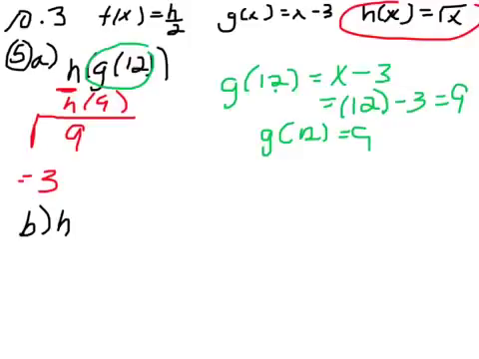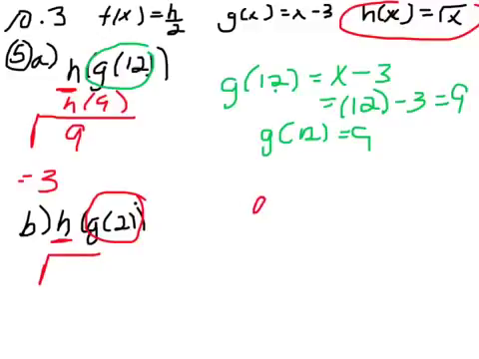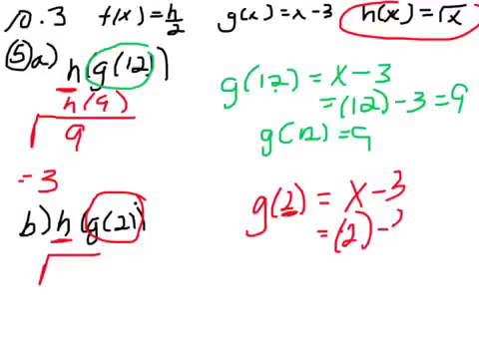B says h of g of 2. If you think about the outside part, h, you're going to look at that as the square root of something. Square root of whatever we're going to plug in there. Well, what are we going to plug in? G of 2. So let's go off to the side and find g of 2. What is the g function? Oh, it is x minus 3. And they're telling me to plug in 2 for x. So 2 minus 3 is negative 1. So g of 2 is the same thing as negative 1.